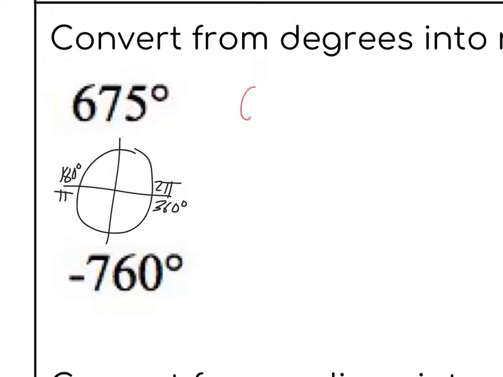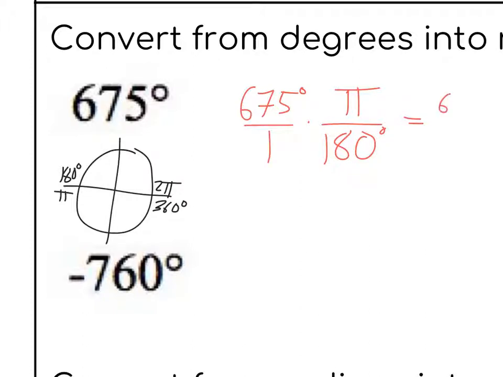So if we're thinking about this, we got 675 degrees. We know we have to get rid of the degrees, so I'm going to put degrees on the bottom of my scale factor here. So it's 180 degrees, and 180 matches up with pi. When we multiply this through, that's 675 over 1, so we get 675 pi, and that's divided by 180. That's going to be your answer. You could also reduce that, but that is the correct answer for this problem.